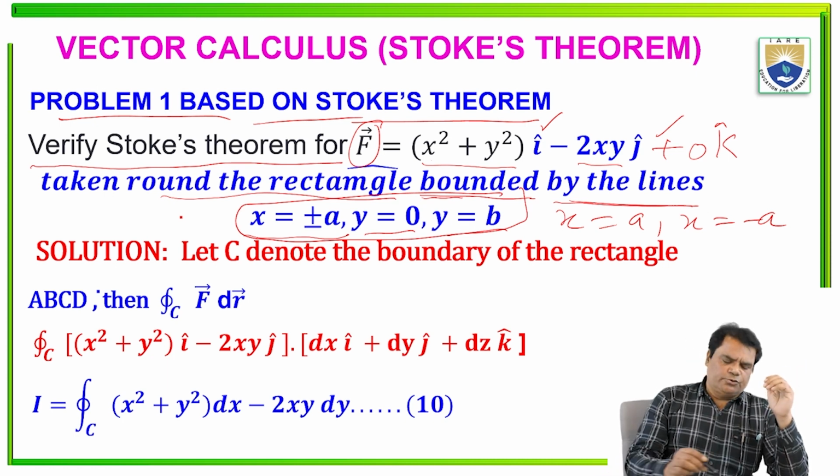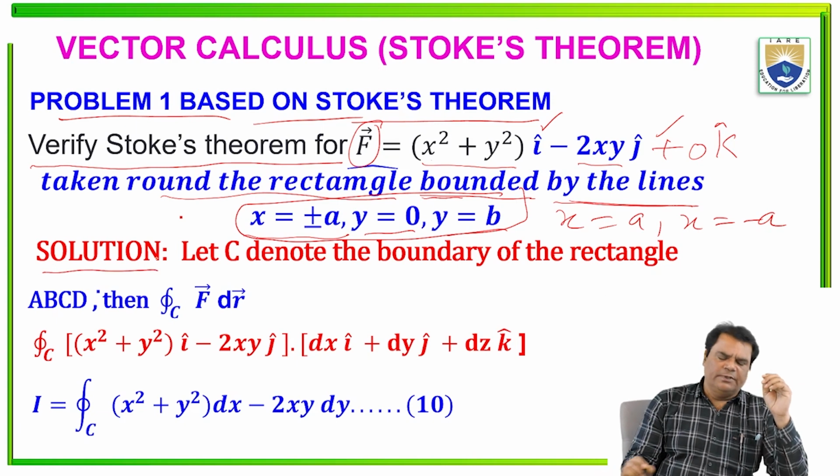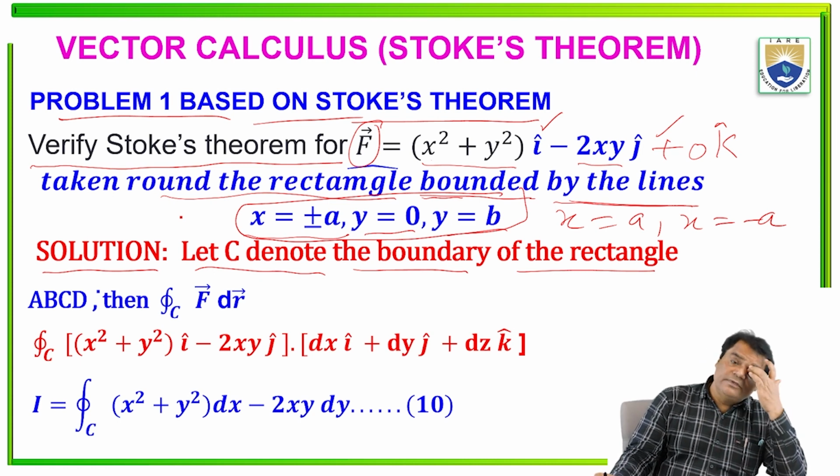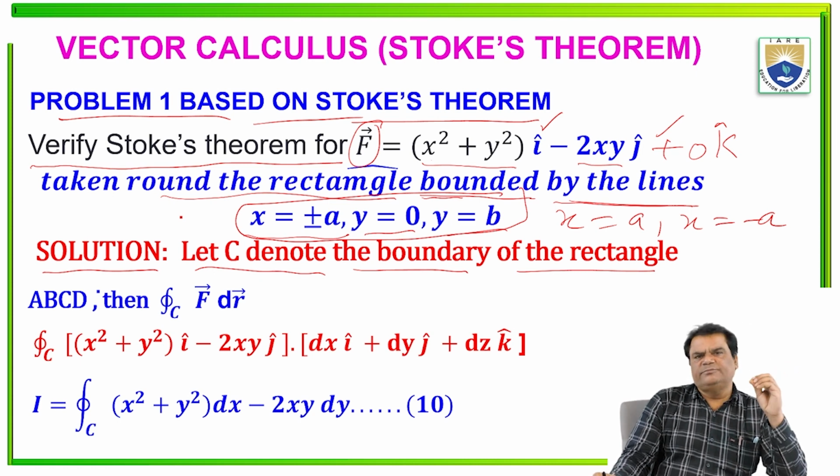Okay. So the solution starts. Let C denote the boundary of the rectangle. C means curve. C is a closed curve that is represented by the rectangle. And the boundaries of the rectangle are given in our question. Then we can draw our diagram.